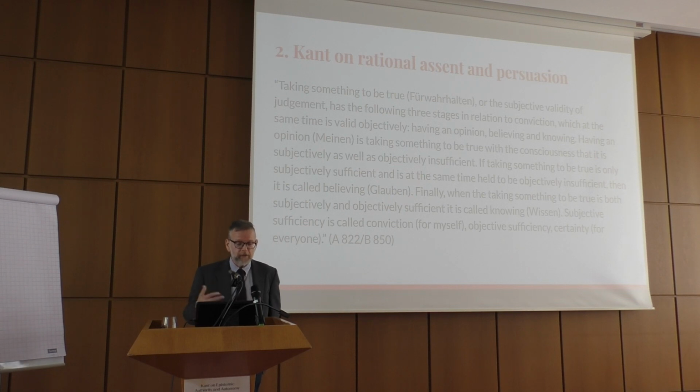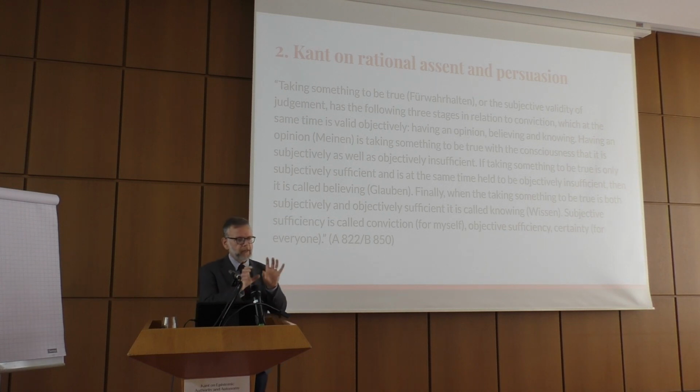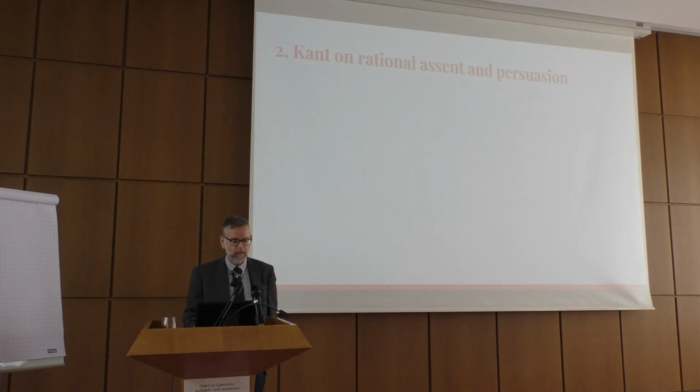So famously, Kant distinguishes between these three sorts of ways of assenting, right? Having an opinion, believing, and knowing. Here's the very long quote, but the take-home message is that these three species are distinguished by whether subjective grounds or objective grounds or both are present, right? So that's the core idea there. Okay.